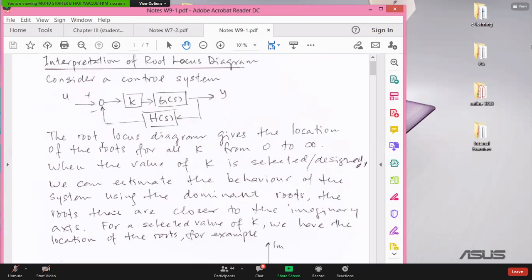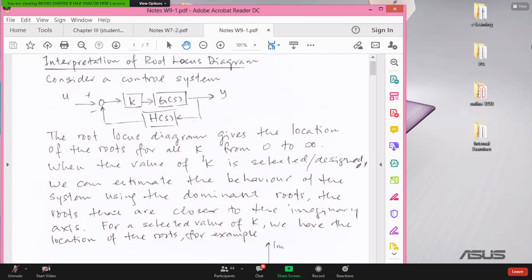Okay, so the root locus diagram gives the location of the roots for all K from 0 to infinity. So we know that for any value of K from 0 to infinity, the root is going to be located on the locus. So that is one thing that we already know. So when we select a value of K, we are going to have all the roots already determined on the S-plane for a particular value of K.